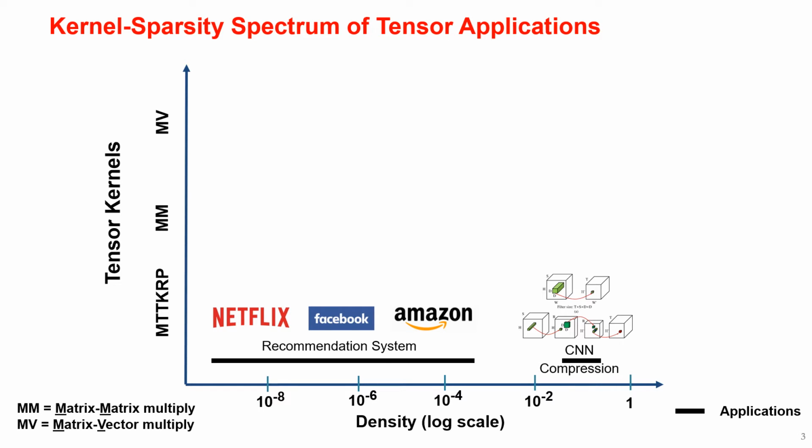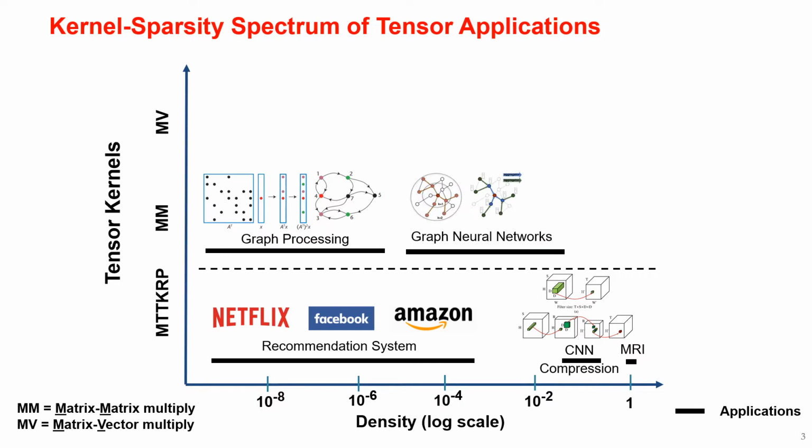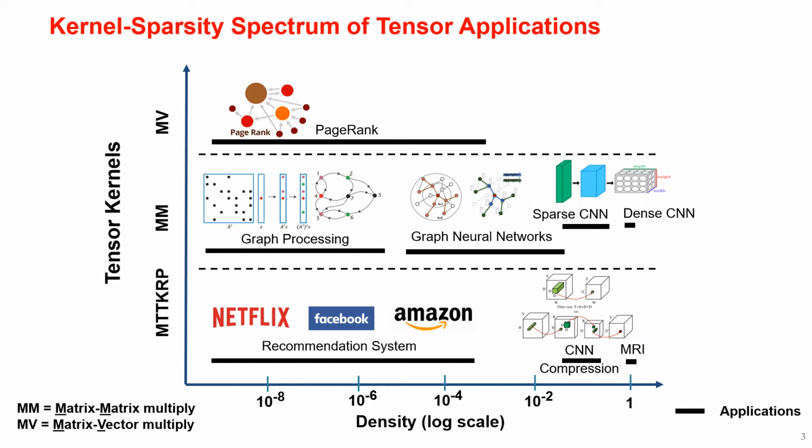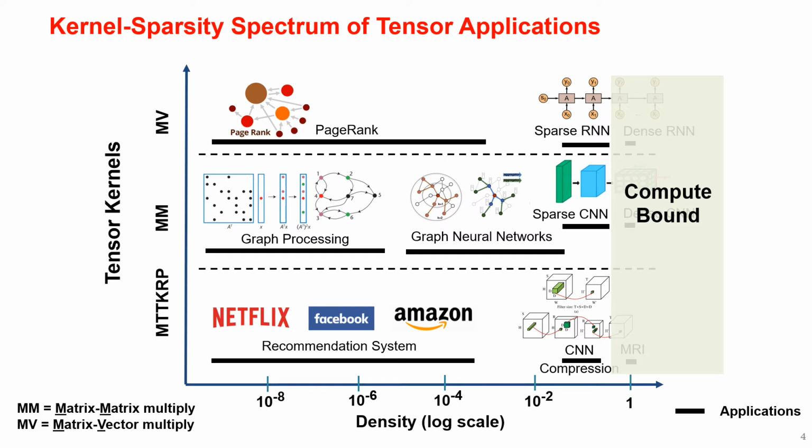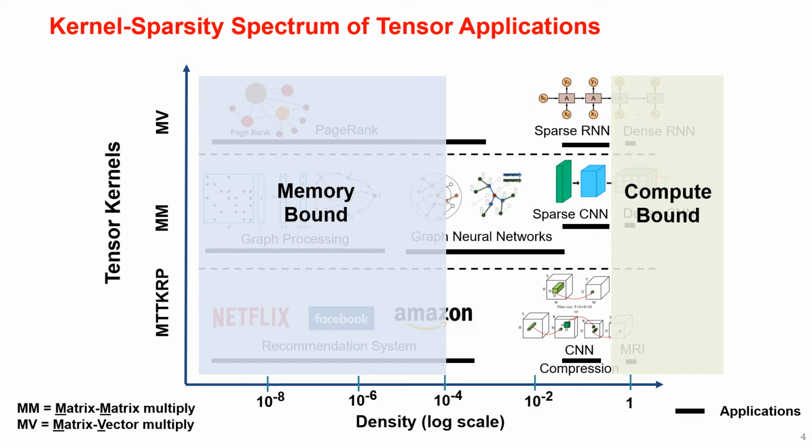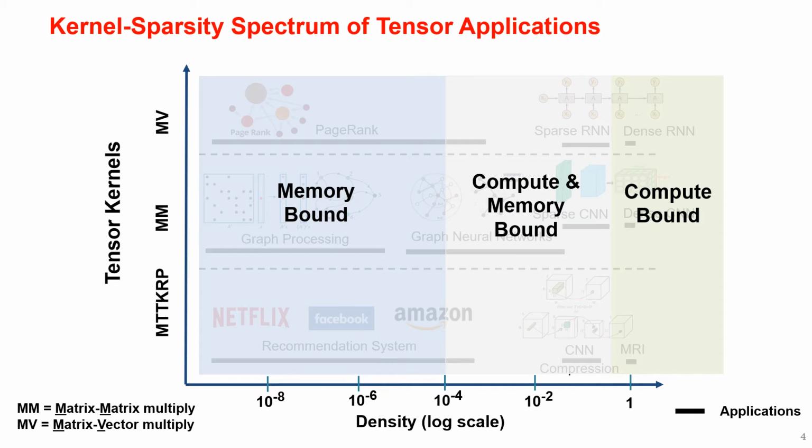Then we have CNN compression where the densities are between 0.1 and 0.5. For dense MTTKRP, we have MRI. Similarly, for matrix-matrix multiplication, we have graph processing, graph neural networks, and sparse and dense CNNs. And for matrix vector multiplication, we have PageRank and sparse and dense RNNs. Now, if we look at the rightmost part of this spectrum, it consists of dense applications which are primarily compute bound. On the very left, we have sparse applications that operate on very sparse data and are primarily memory bound. And in the middle, we have applications which are kind of both compute and memory bound.